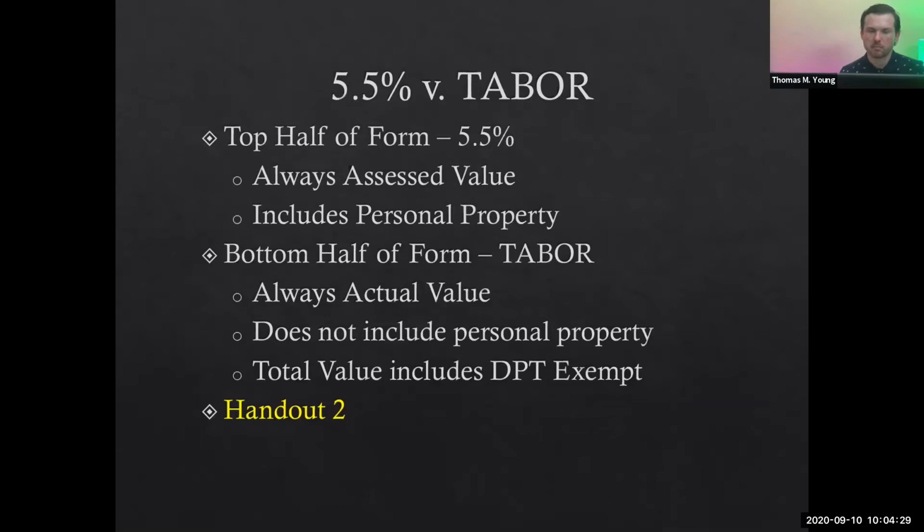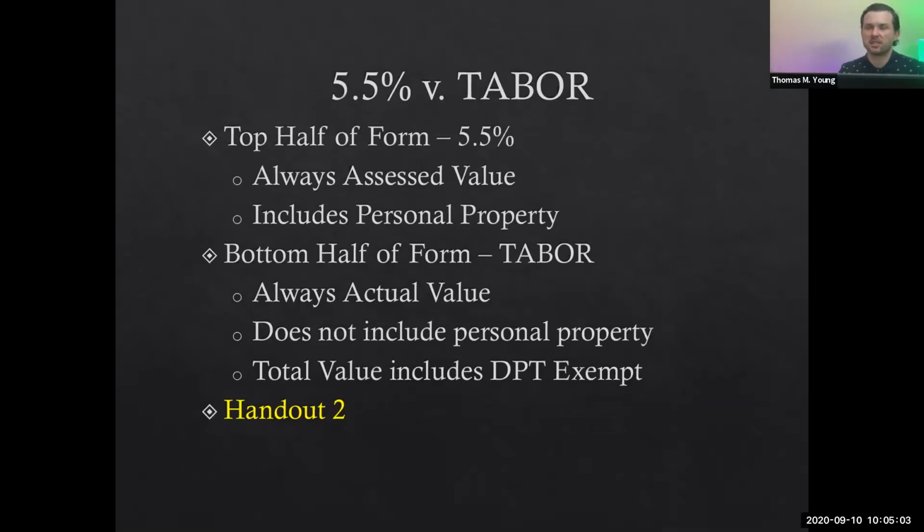And when we go to the bottom half of the form and we're looking at the values included there, they're always actual value. So Douglas Bruce wrote in the Constitution that actual values are supposed to be used. And it also says that actual values are supposed to be on notices of valuation. In order to be more friendly to property owners, it's helpful for them to see the actual value because it's something that we think of a lot more easily.